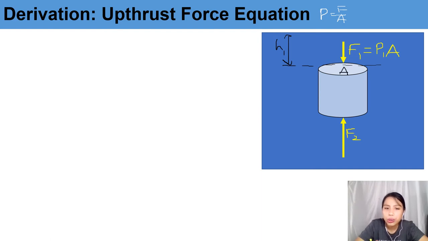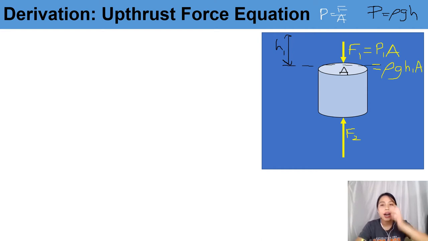And if you want to expand a little bit on that, you need to remember pressure. What is the pressure at that point? We know we can do rho gh. Let's sub that in and see. So expand a bit. This will be rho of the water gh times A. So that is how you can calculate the force exerted on the top of this object because of the water pressure. Now how about the bottom?